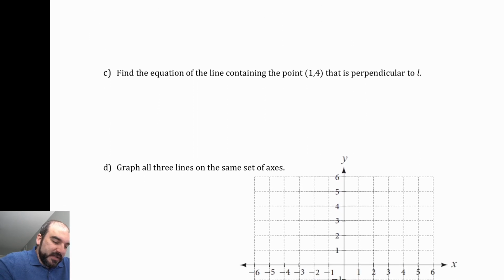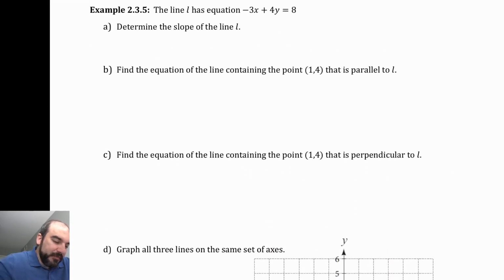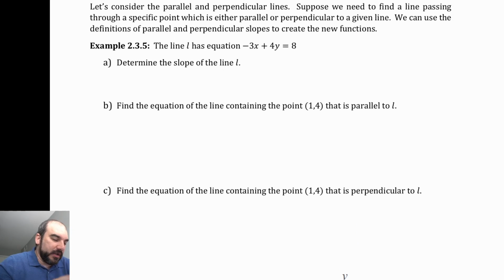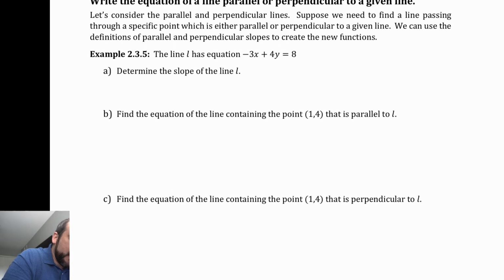So I'm going to get you started on this example here, because it is the last example, so I want you to work on some of it. We're given a line, so that's our given information. First question says to find the slope of the line L. I think you guys can do that part. You just put this in y equals mx plus b form, and then you pick out the m that is your slope, right? So this just means find m.